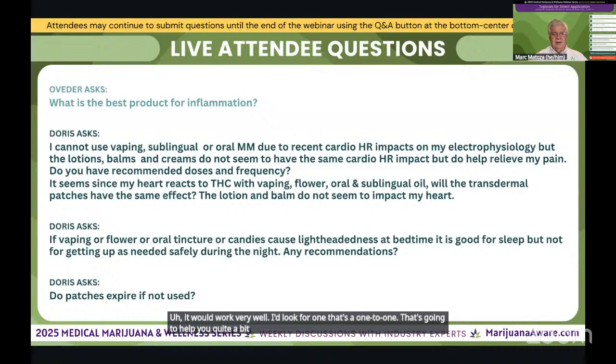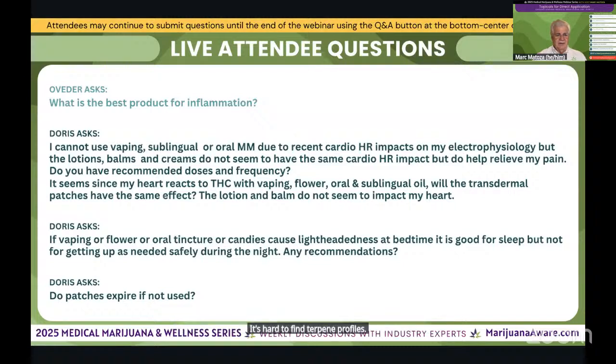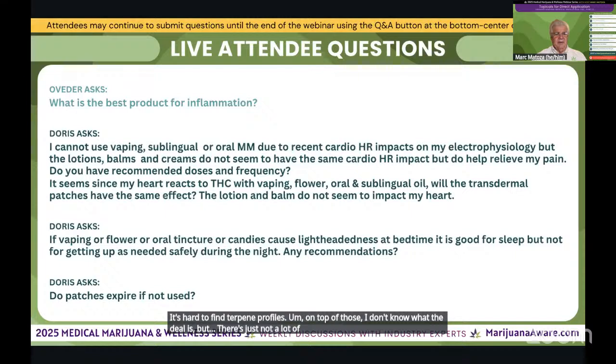And also pay attention to the terpene profiles, if you can find them. It's hard to find terpene profiles on topicals. I don't know what the deal is, but there's just not a lot of information provided for these, not just by one dispensary, but by both of them. But really, there are a few that will tell you what the terpene profile is.